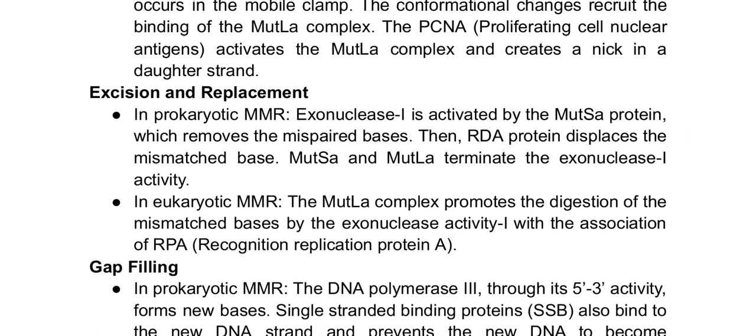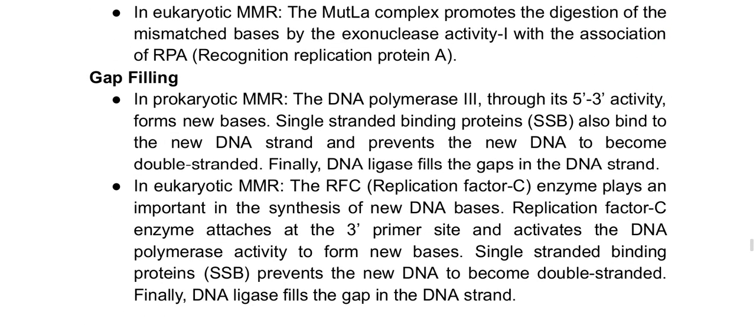Then excision and replacement. In prokaryotic MMR, exonuclease 1 is activated by the MutS alpha protein, which removes the mispaired bases. Then the UvrD protein displaces the mismatched base. MutS alpha and MutL alpha terminate the exonuclease 1 activity. In eukaryotic MMR, the MutL alpha complex promotes the digestion of the mismatched bases by the exonuclease 1 activity with the association of RPA, replication protein A.